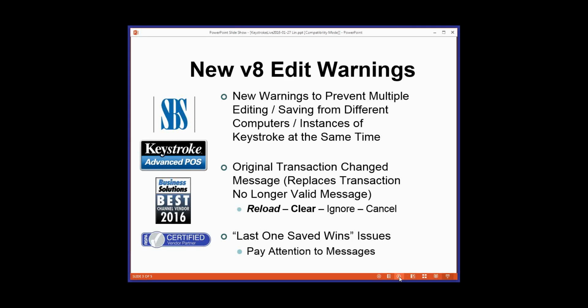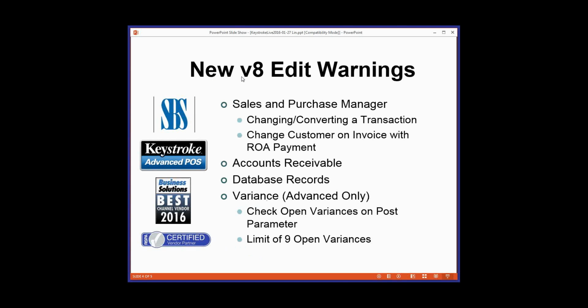It happens in all kinds of areas of Keystroke, the sales and purchasing, whether you're changing or converting a transaction, in accounts receivable, on database records, inventory, customers, and for variants for advanced only, it can check to see if there's other open variances with the same line items when you go to post a variance.